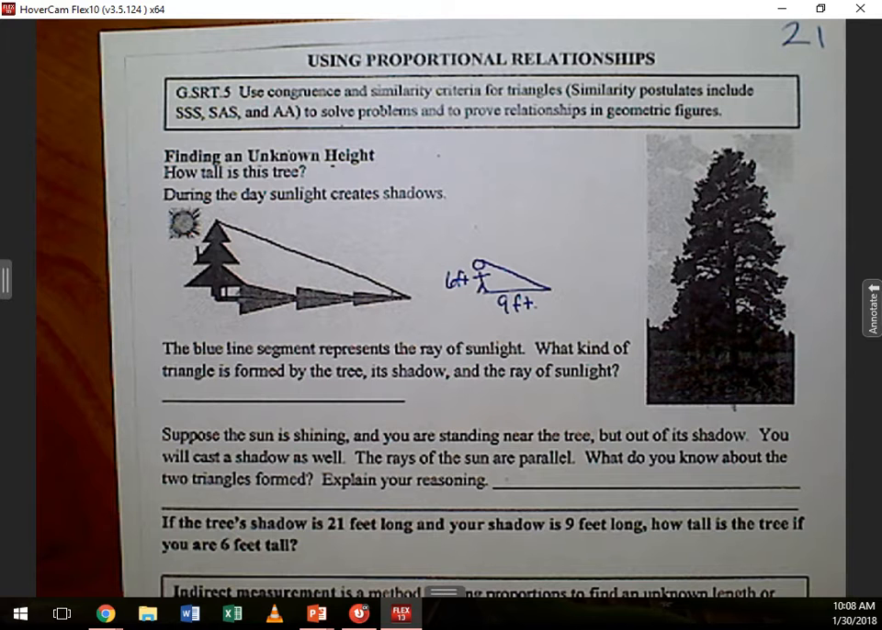Later in the day, the shadows get longer, right? When it's directly at noon, you basically have no shadow. If the sun is directly overhead, it's only pointing straight down, so you really don't have much shadow there.